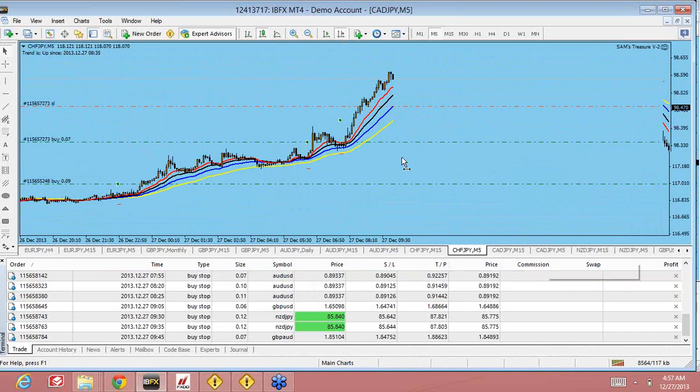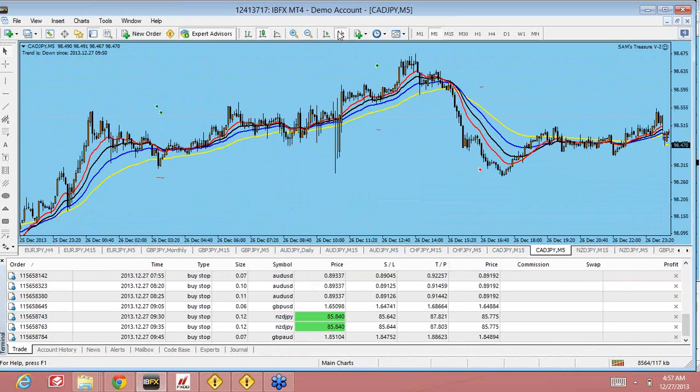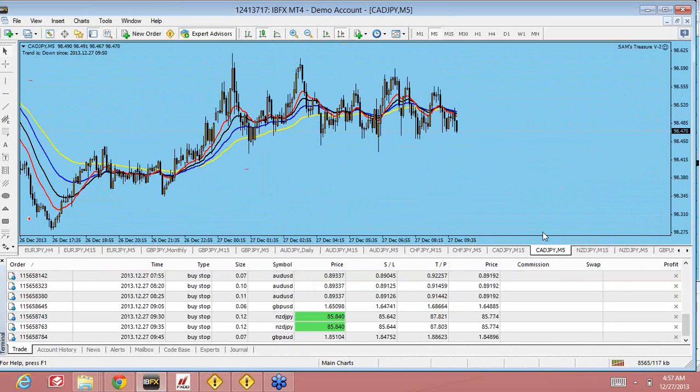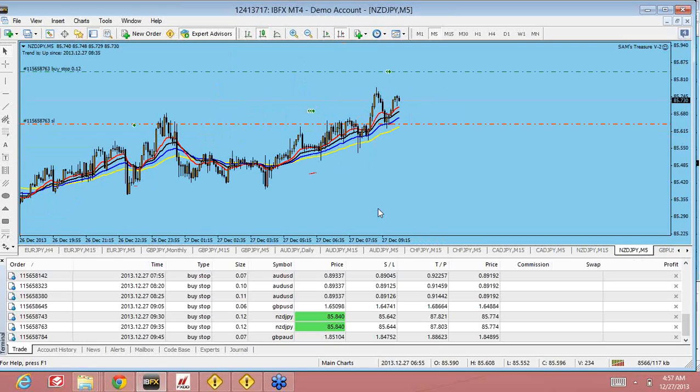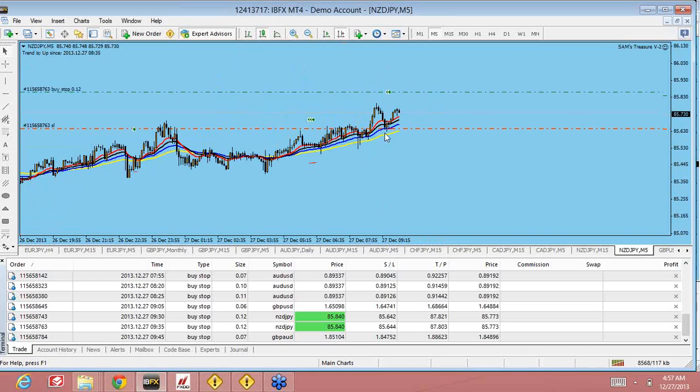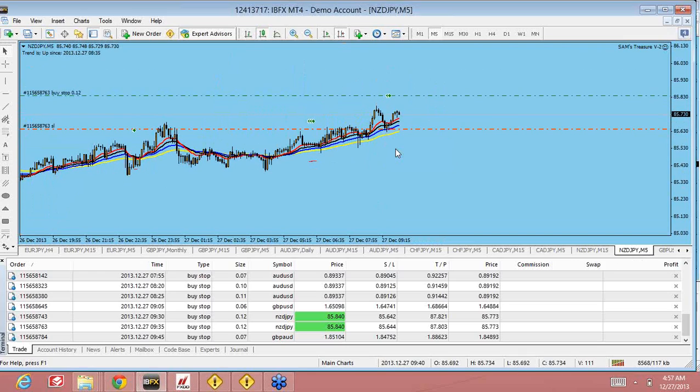CAD, Yen, nothing. New Zealand, we have an order in place, no live order right now, but the setup was here, you can see. This magic web setup is the same old thing we were using.